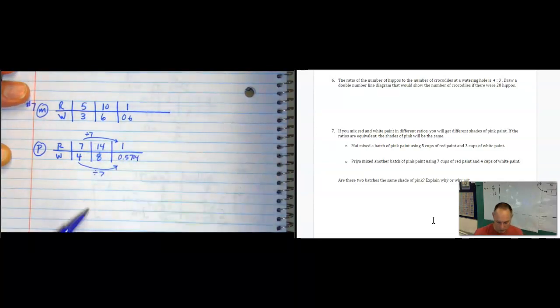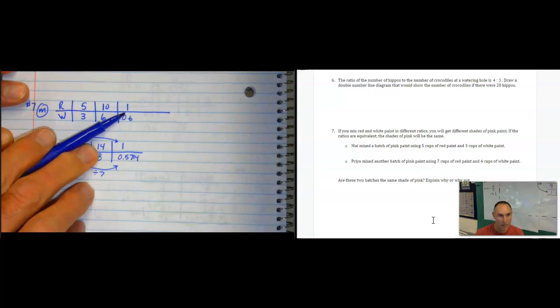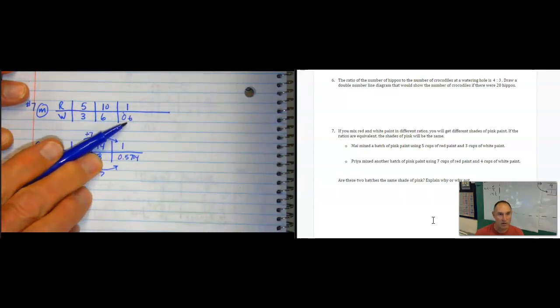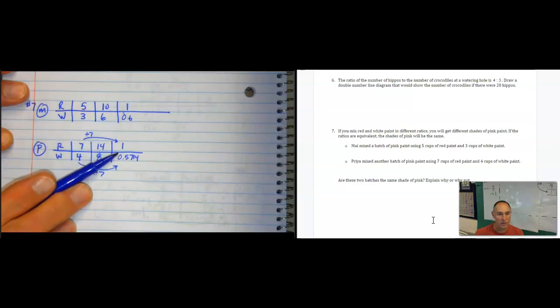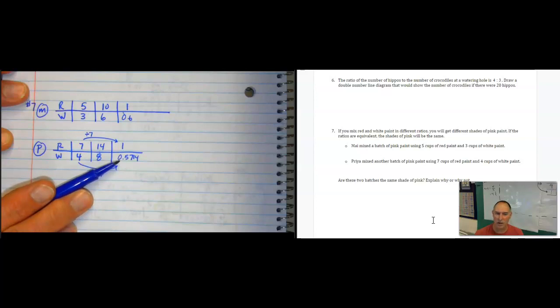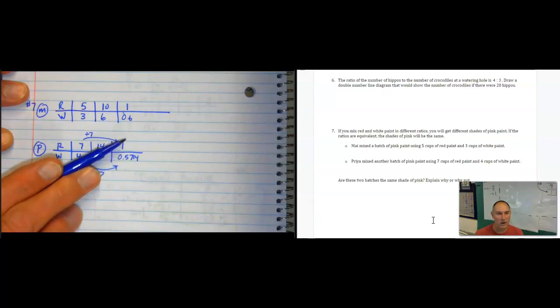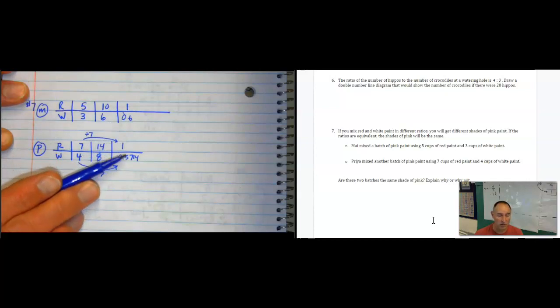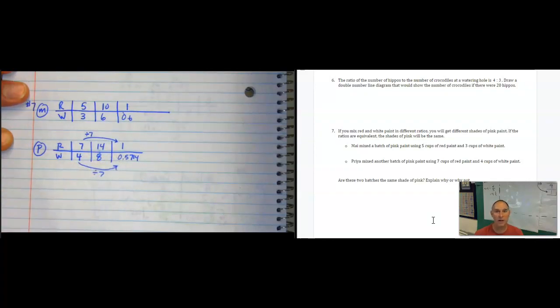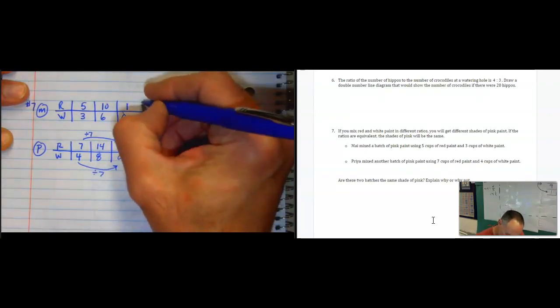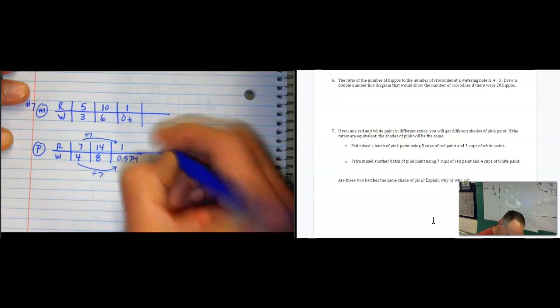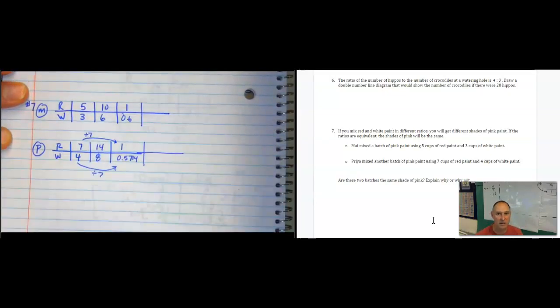Now, if we look, for 1 cup of red, mine uses 6/10 of a cup. Here, Priya uses 1 cup of red and 5,714 10,000ths of a cup, which seems like an odd thing. So what I notice here is they are really close. In fact, my eyes probably couldn't tell the difference, but they're not exactly the same. What I want to do is look at something else where we can compare these in a way that makes it a little bit easier to see.